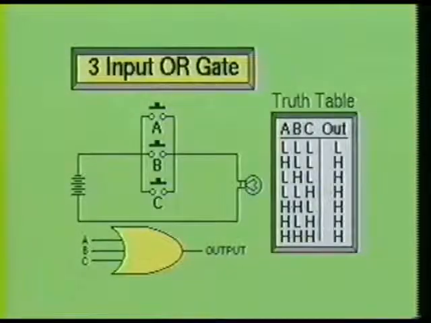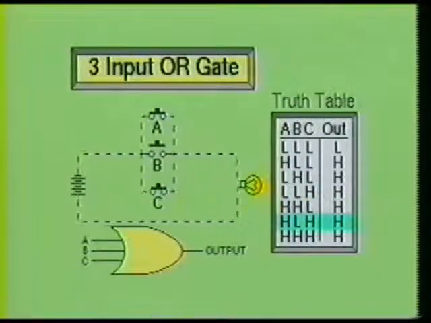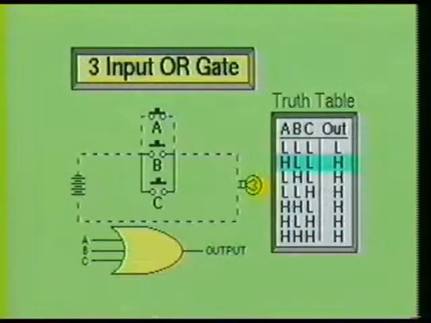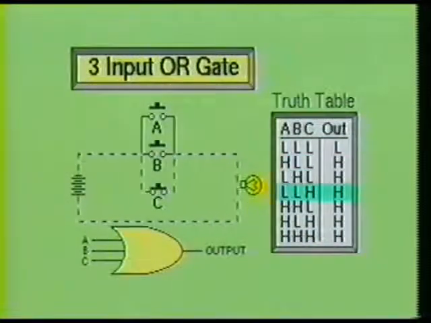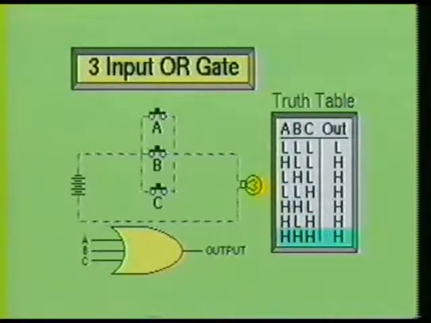Now let's examine a 3-input OR gate. To do this, we will use a simple parallel switch circuit consisting of 3 switches with a lamp as the load at the output. Notice the switches are wired in a normally open configuration. By examining the truth table, you can see that the lamp will be lit for every combination except one. Only when none of the switches are energized will the lamp turn off. This is because if switch A or switch B or switch C or any combination of switches is energized, the current path will be completed and the lamp will turn on.